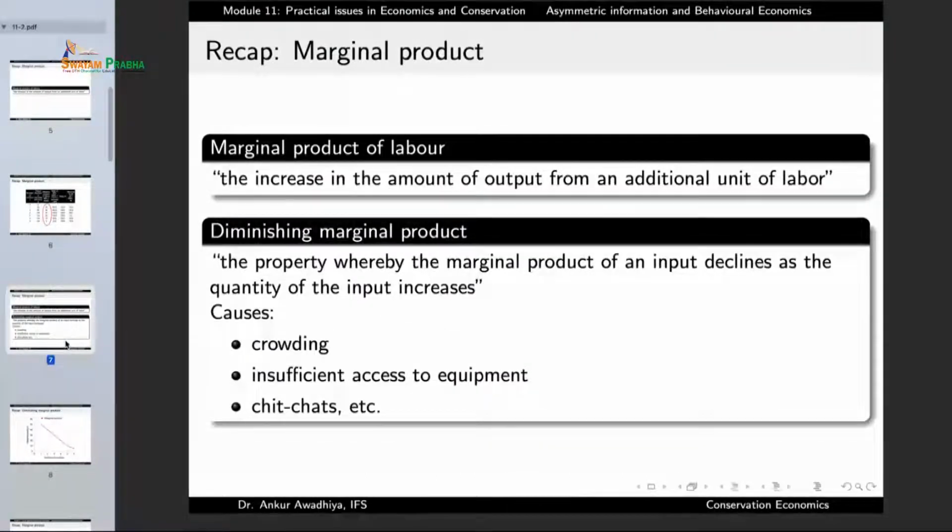And in this context, we had said that there is this law of diminishing marginal product, which says the property whereby the marginal product of an input declines as the quantity of the input increases because of crowding, insufficient access to equipment, chit chats, and so on. But is it possible that even when we are having just one or two laborers, they are not putting up their best? Now, as we'll see, this is true in a number of cases.